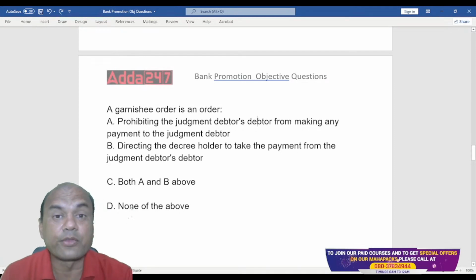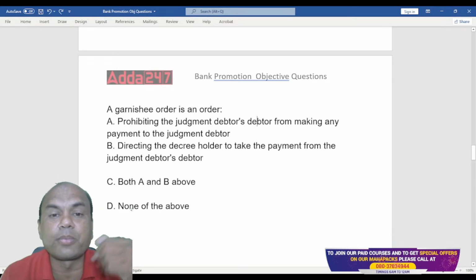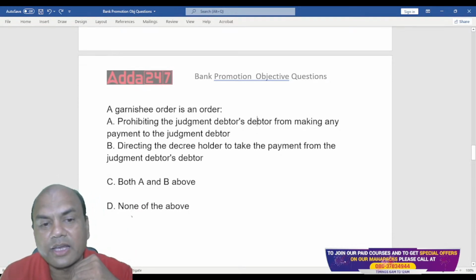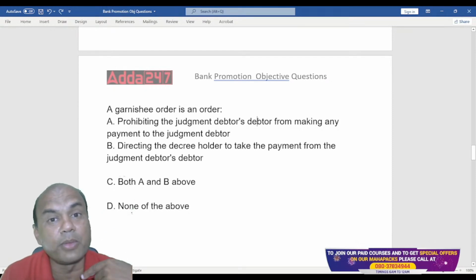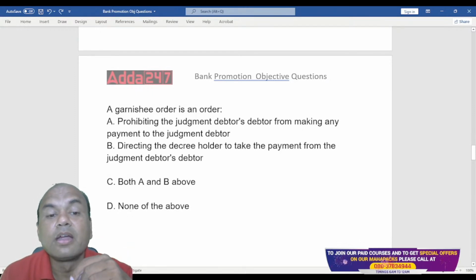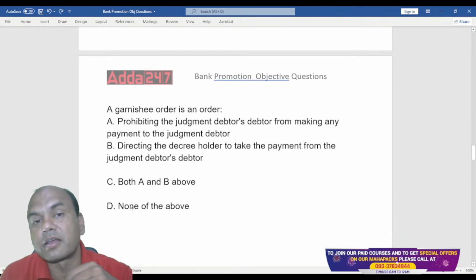Understand this? I have sold the material to somebody, Mr. X, and that Mr. X is going to pay me. So in that case, the Garnishee order will prohibit. It will tell Mr. X, don't pay to me. This is point number A. And what about point number B? Directing the decree holder to make the payment from the judgment debtor's debtor.